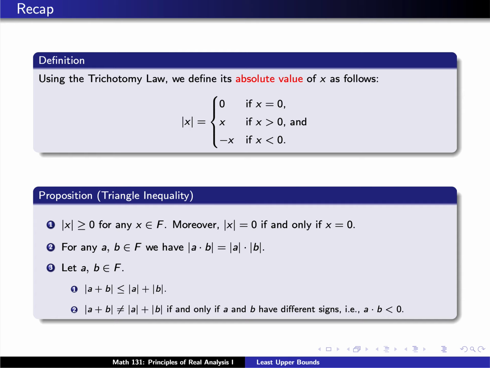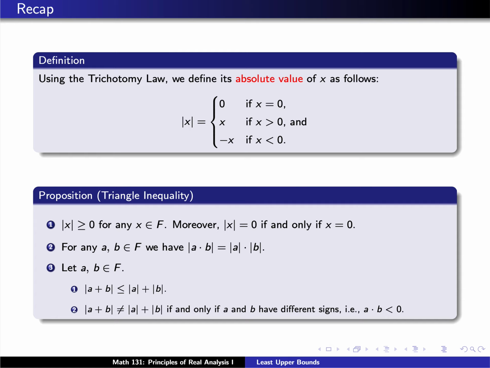Using this, we then have a few properties that we'll put together and call the triangle inequality. First, we see that the absolute value of x is greater than or equal to 0 for any x in our set F. Moreover, the absolute value of x is 0 if and only if x itself is 0. Next, given two elements a and b, the absolute value of their product is the product of their absolute values. That means the absolute value of a times b is the absolute value of a times the absolute value of b.